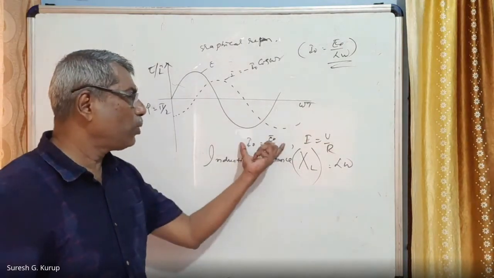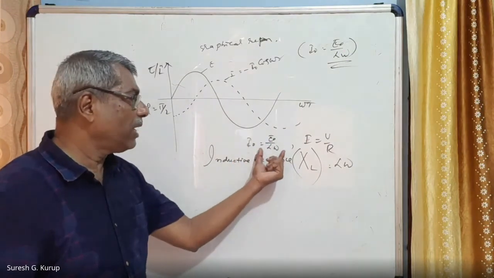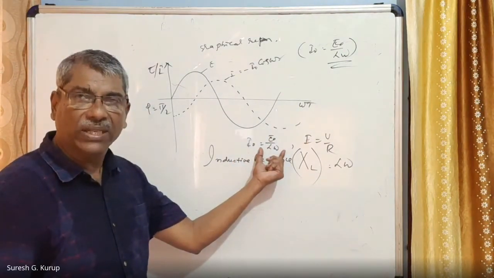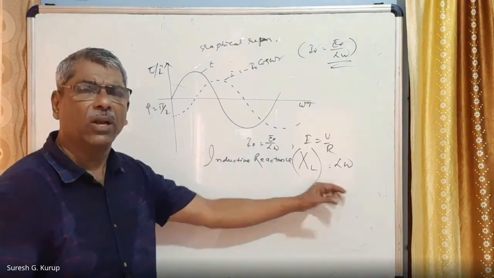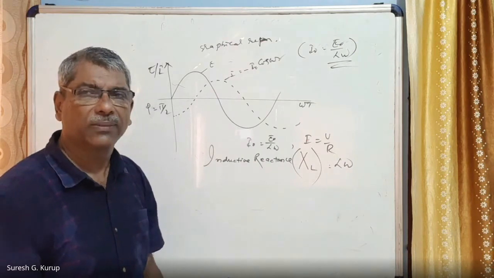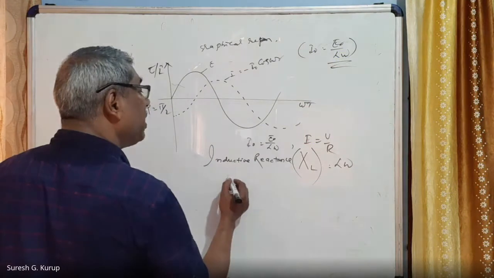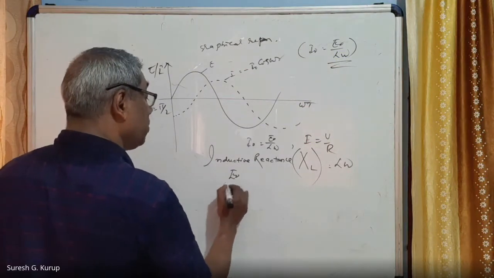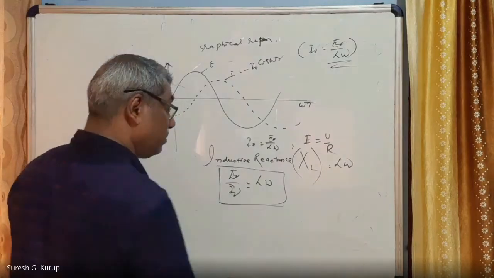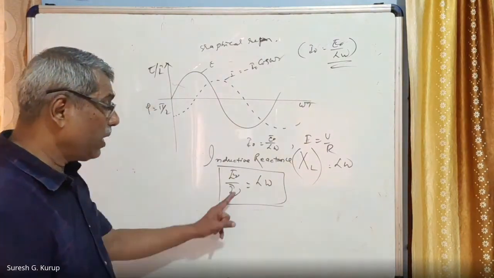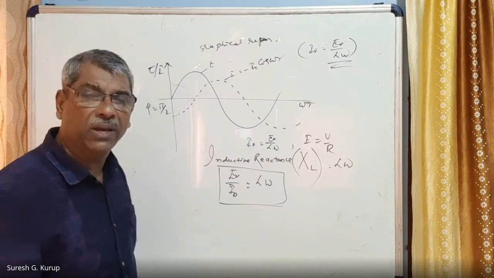This relation is also important. I0 is E0 by L omega, or I0 is E0 by XL we can write. What is XL? Inductive reactance. Always remember, inductive reactance XL is equal to L omega. Am I correct? This relation is very important, because E0 divided by I0 is equal to L omega, or E0 by I0 is equal to XL also.